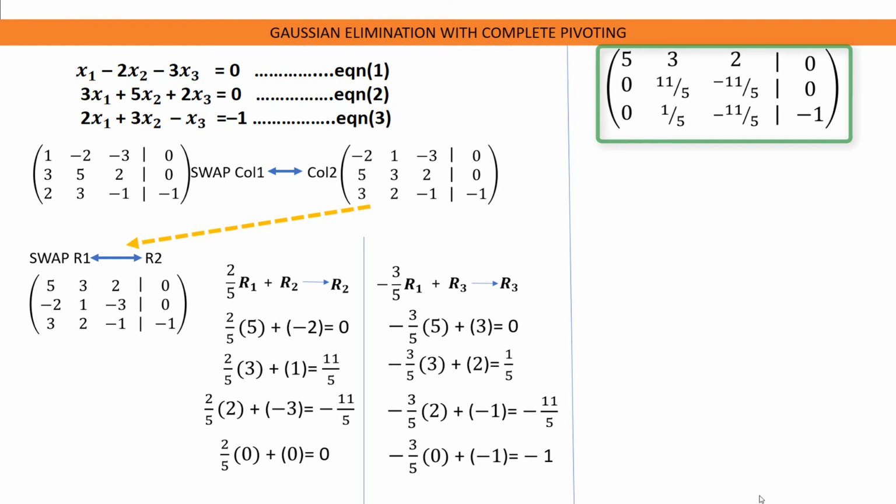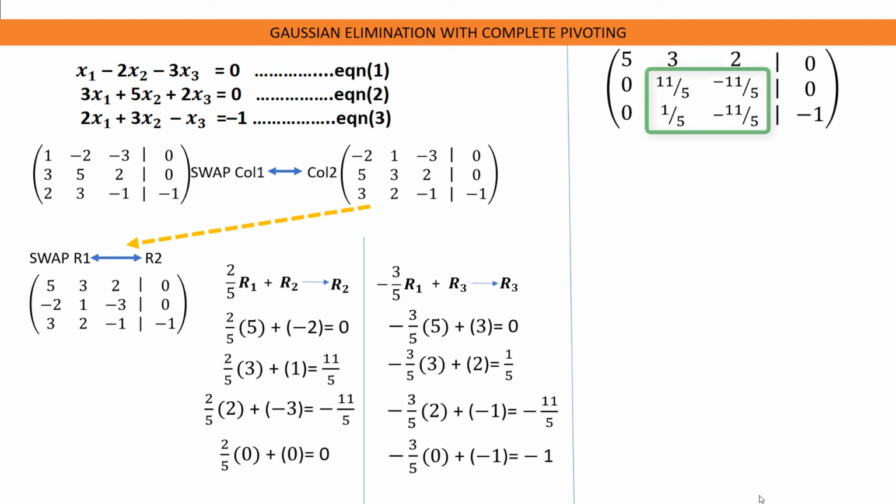Now that we have been able to use 5 to reduce the numbers under it to 0, we can go ahead and choose our next pivot element so that we can reduce 1 over 5 to 0. Because our first pivot element was in this position, we look at this side and choose the highest number in magnitude to become our first pivot element. Our second pivot element is in this position. So we have to look at this side and choose the highest number in magnitude to become our second pivot element.